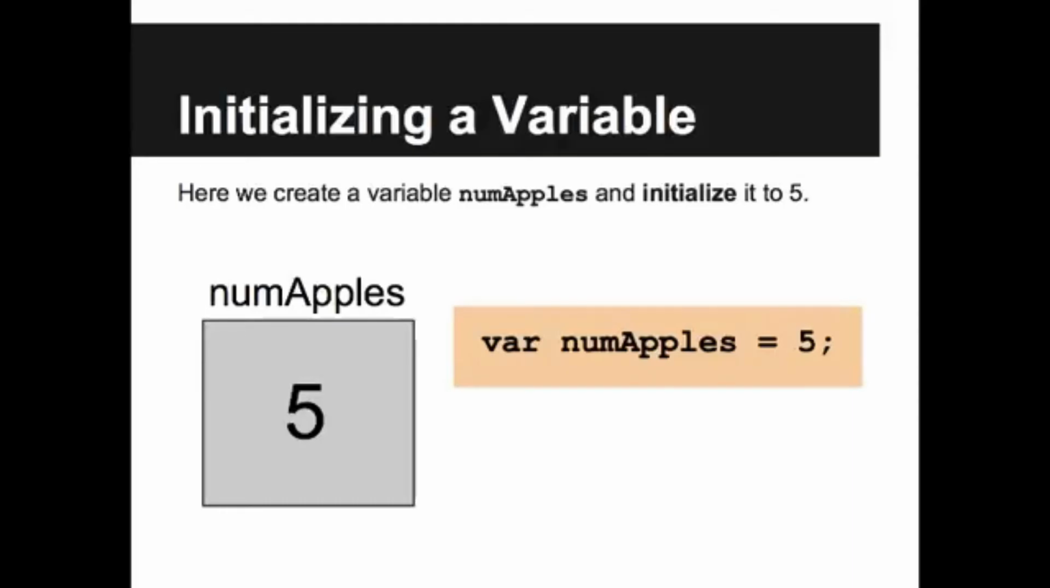The next part is initializing a variable. Initializing a variable creates the variable and sets its initial value. So here we write var numApples is equal to 5, and that creates a box called numApples and puts the value 5 in it.